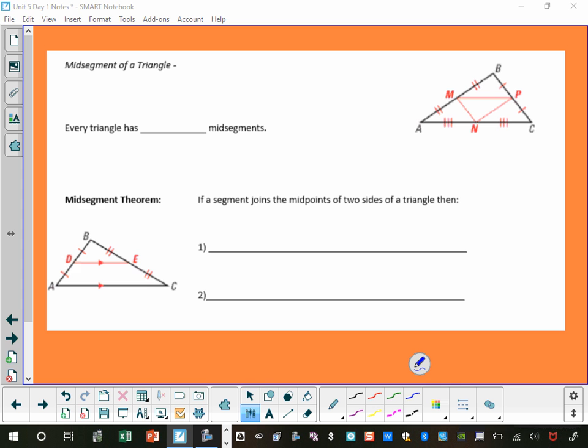Okay, so now we're talking about mid-segments, okay? Mid-segments of a triangle says that every triangle has 3 mid-segments. If we take a look at this picture over here to the right, you guys see the letters in red, right? These are my midpoints. We know what a midpoint is, right?